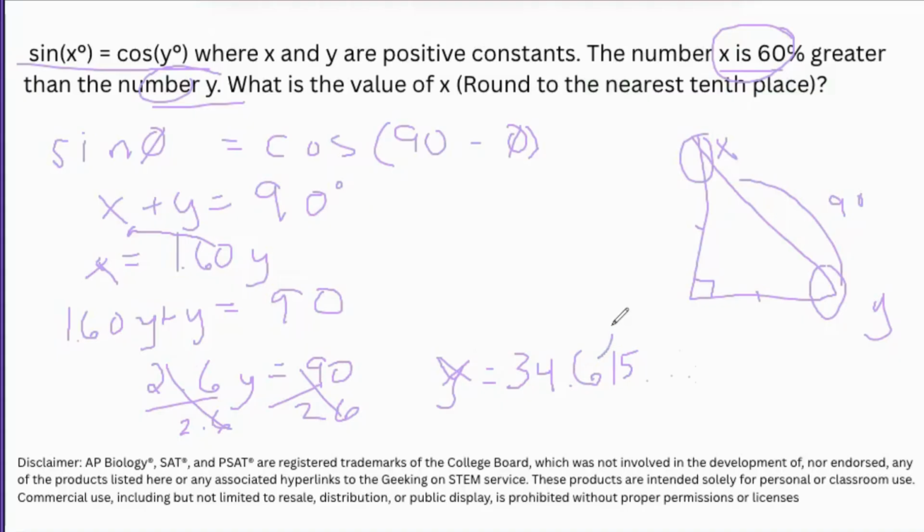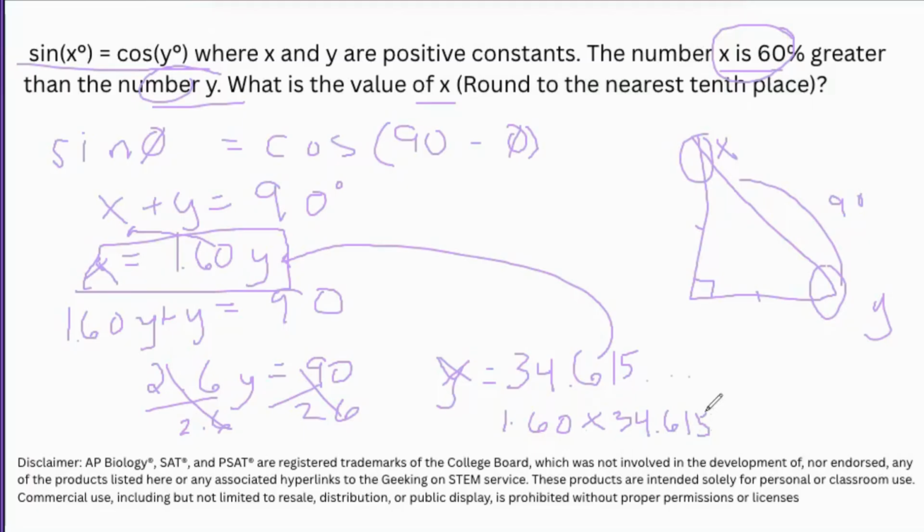I'm going to plug that back into my equation, this one specifically, because I am solving for the value of x. So essentially I have 1.60 times my y, which is 34.615. And I get something like 55.38 because I want to round to the nearest tenth, and this is an open-ended problem. My final answer will be 55.4. So this involves knowing your trigonometric identities and plugging and chugging to solve.